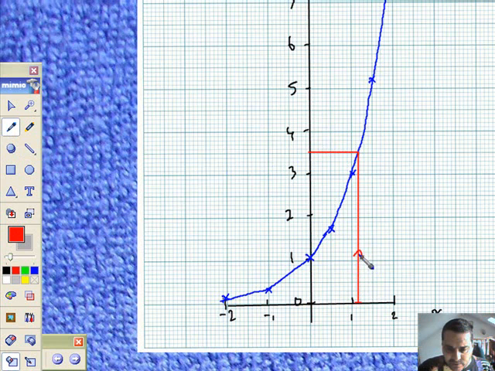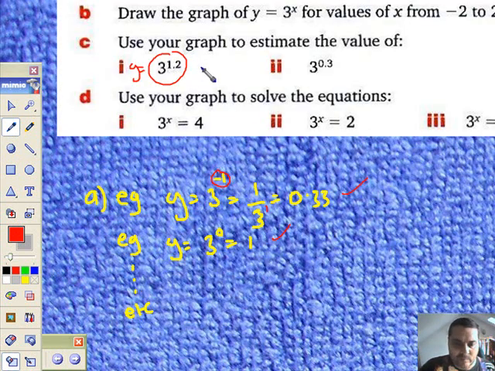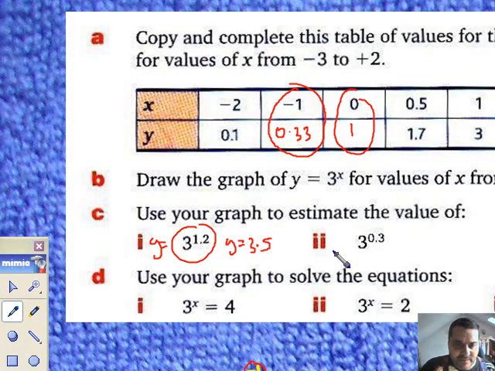So 1.2. Read up. What is 3 to the power of 1.2 when the x value is 1.2? Answer, I'll make it 3.5. Why not? So y equals 3.5.